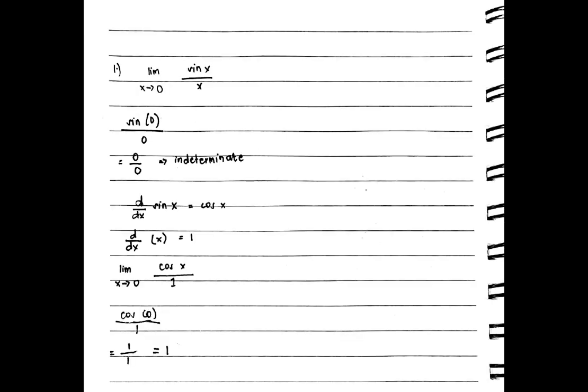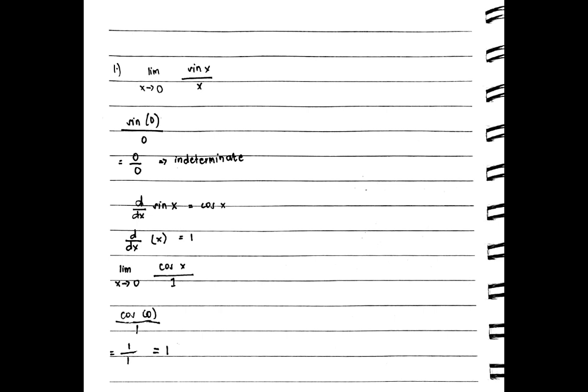Now let's move to our first example, which is the limit of x as it approaches 0, sine x over x. The first thing we need to do is apply the limit to know if it is indeterminate or it already has its limit. So we apply the limit, which is 0, to our function. We have sine 0 over 0. Since sine 0 is equal to 0 and the denominator is equal to 0, we have a result of 0 over 0, which is indeterminate.